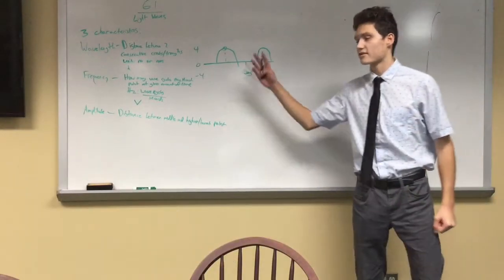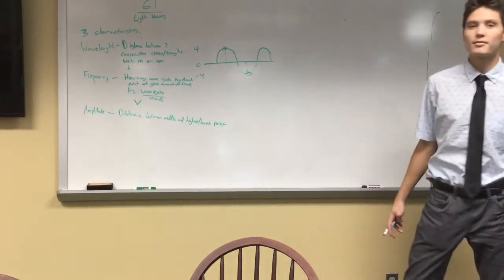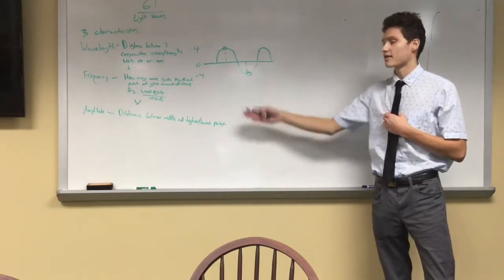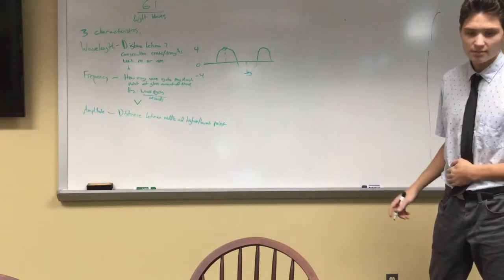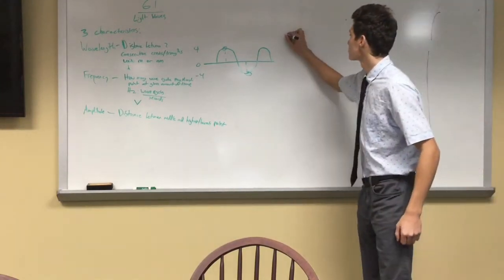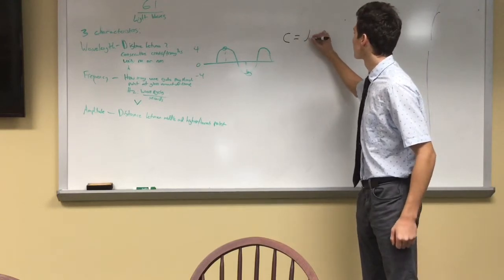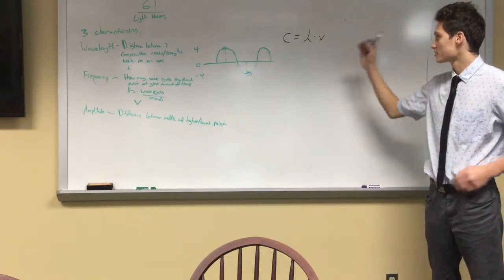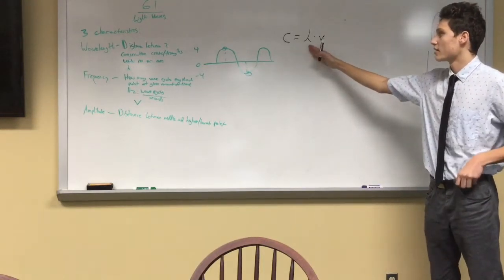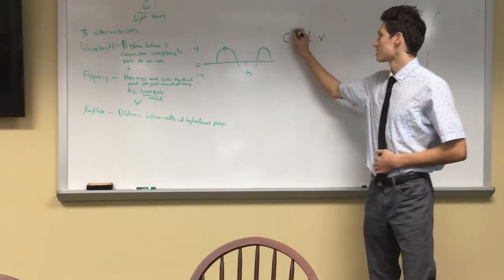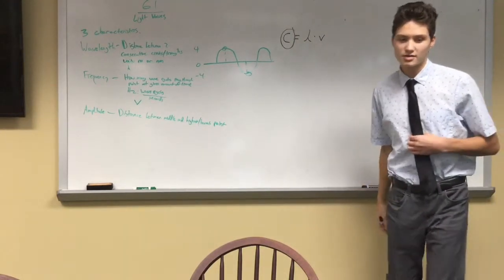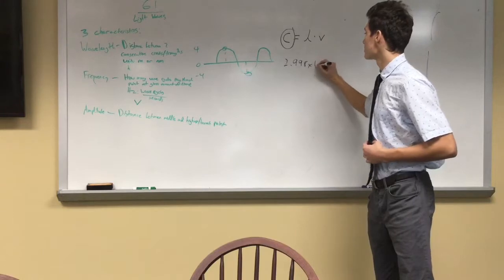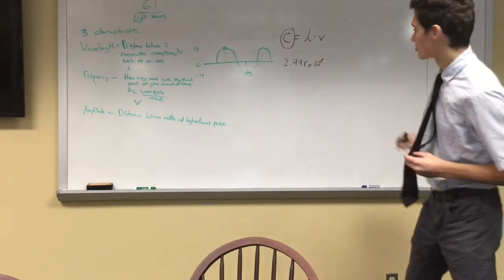Alright, now that we have these characteristics of a light wave, we can use the given information from these characteristics to calculate missing information. For example, we have our first equation here, c equals wavelength times frequency. You can use this equation to solve for a missing wavelength or missing frequency using this constant c, which is the speed of light constant, 2.998 times 10 to the 8th meters per second.